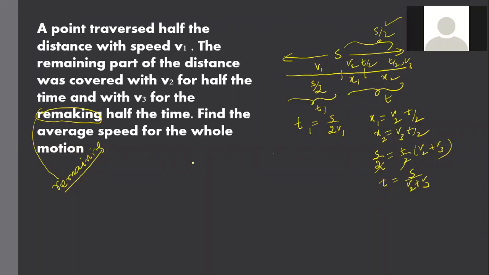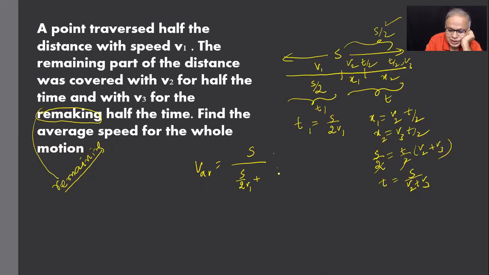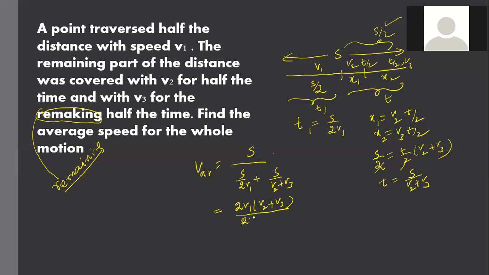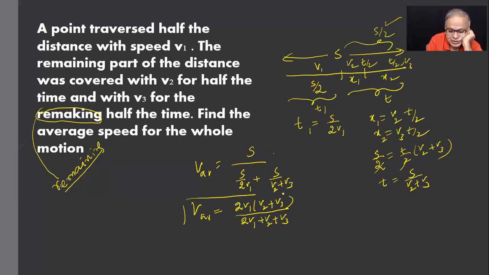So now the average speed will be, V average equals total distance, which is S, divided by total time. Total time is how much, children? The first time is S by 2V1 plus S by (V2 plus V3). So simplify it. What will I get? 2V1 into (V2 plus V3) divided by 2V1 plus V2 plus V3. Will I get it like this? Check it. So this is your answer.